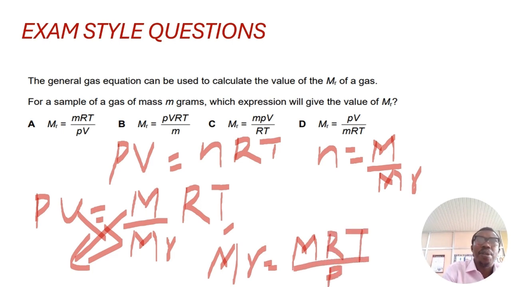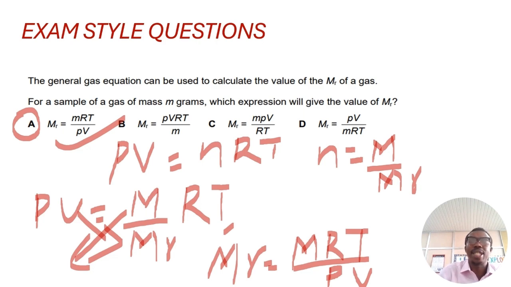MRT over PV. So that will be the molar mass. So the correct answer to this question is A, which is MRT divided by pressure times the volume of the gas.